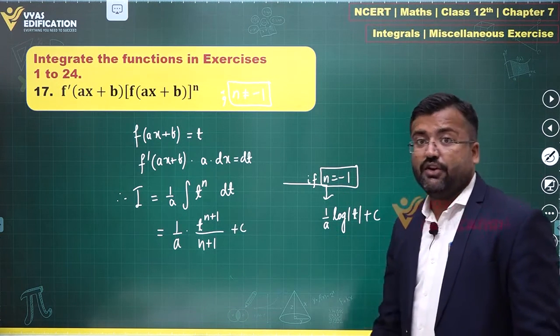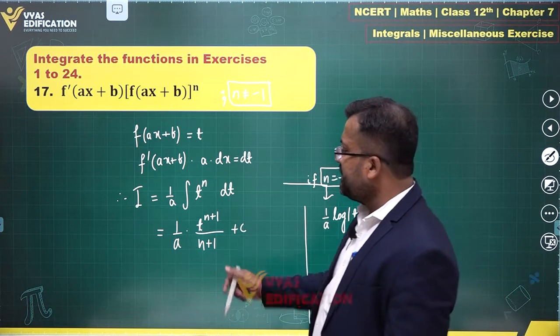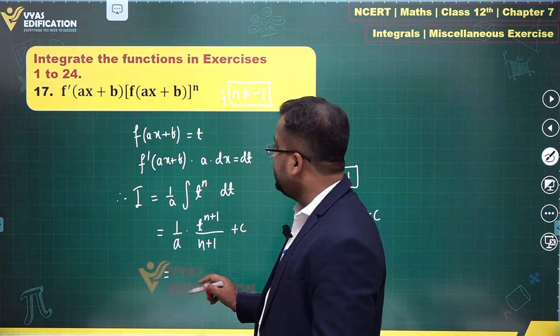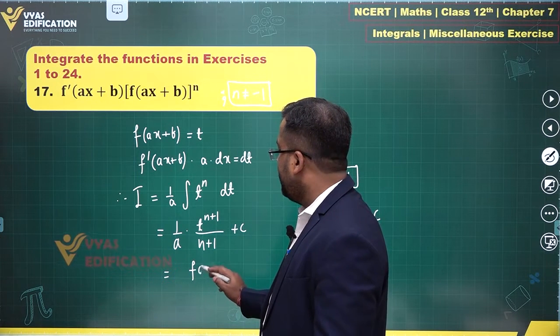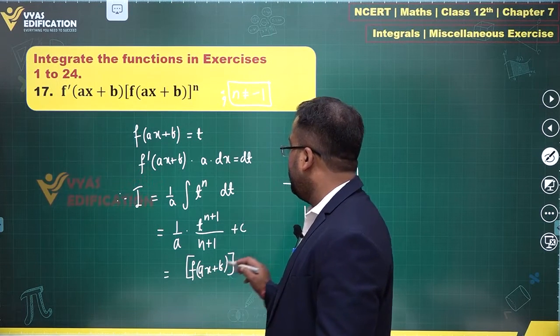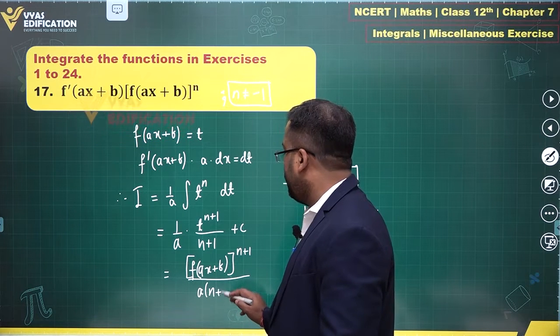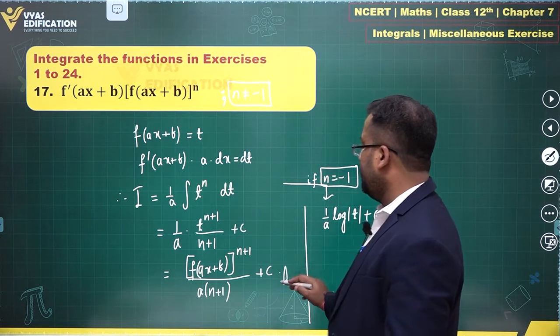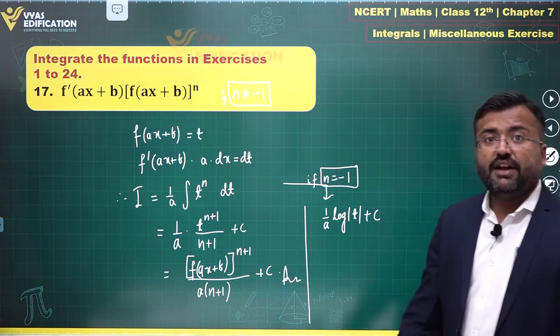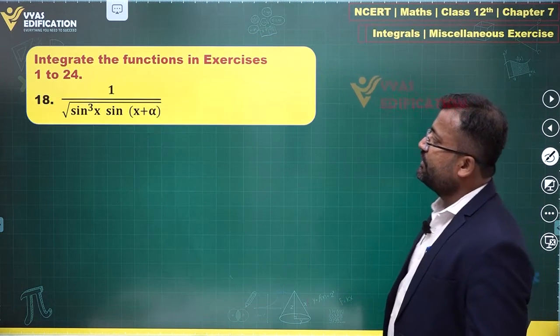Otherwise, this is the answer that we're looking for, right? So you know both the answers. At the end, simply substitute the value of t. T is f of ax plus b, so it is f of ax plus b to the power n plus 1 upon a times n plus 1, plus a constant. That is my required answer, or this one. You can see this carefully. That's the final answer for this 17th question.